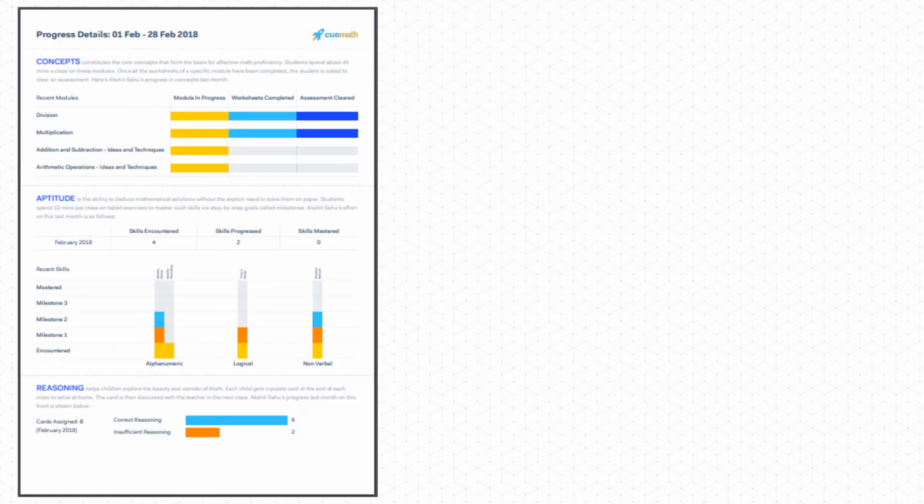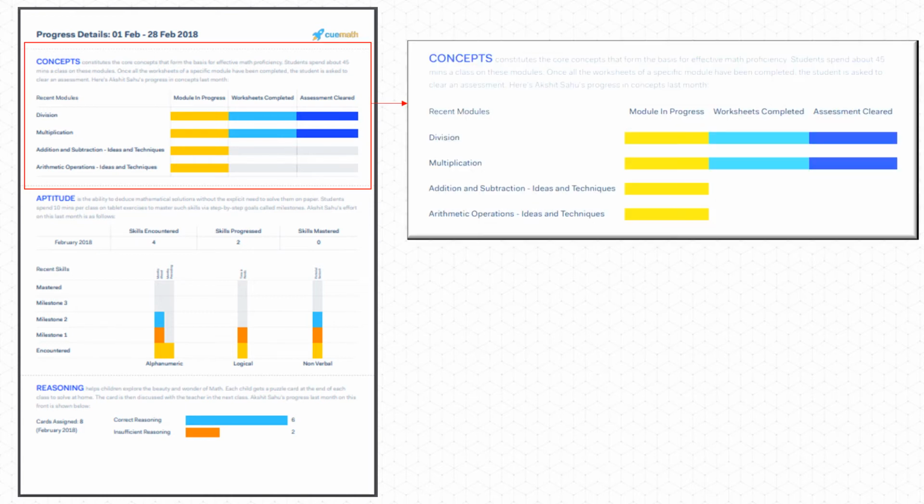Akshit has cleared 2 modules this month. Akshit also has 2 modules in progress. His concept section will show all 4 module names in the left column. Since Akshit has cleared the module assessments for division and multiplication, all the 3 blocks, module in progress, worksheets completed and assessment cleared, are color filled.